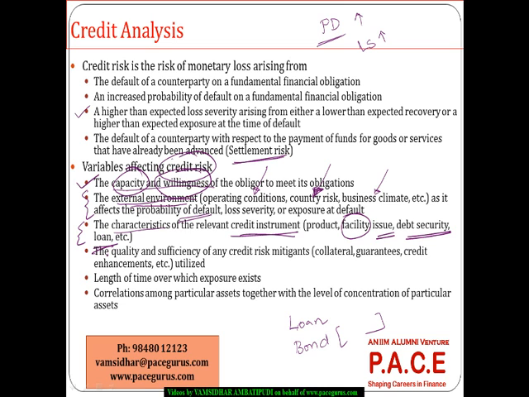But yes, so the third thing that I'm going to look at is the instrument itself, the different characteristics of it. And the fourth thing that I have to see as a part of the credit analysis is, are these supported with any kind of credit risk mitigants? Are they supported with any kind of collaterals, guarantees, or any kind of enhancements which are going to reduce the credit risk? So these four dimensions.